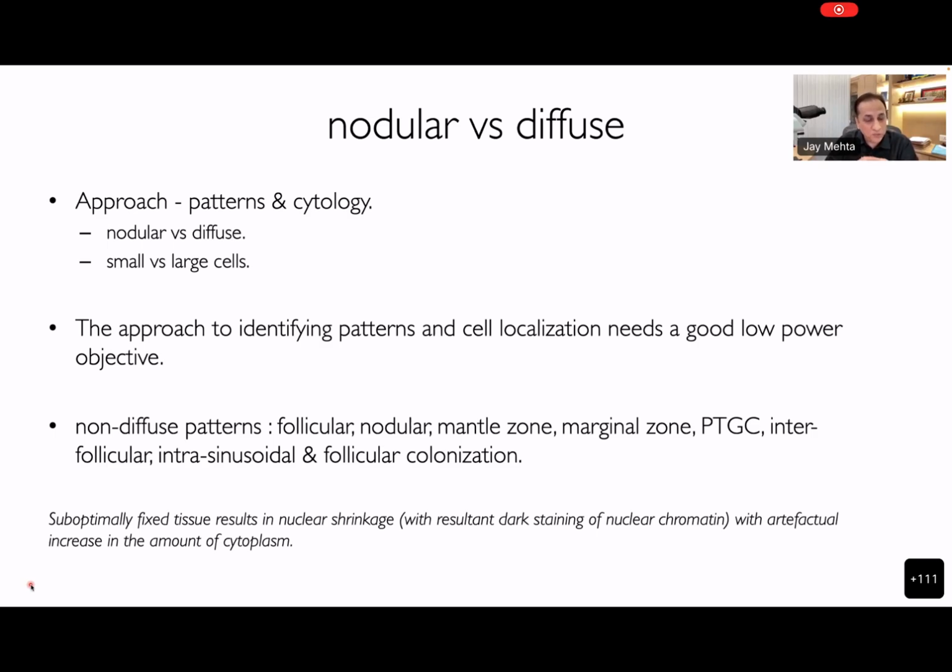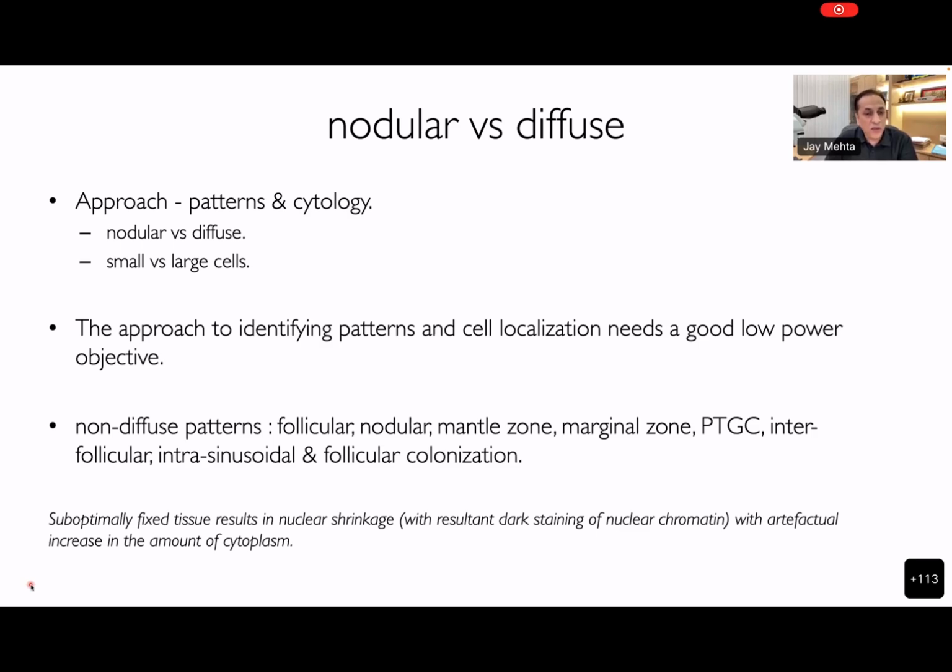The non-diffuse patterns include follicular. You can get nodular, as I just said. You can get a mantle zone pattern, which means that it's surrounding the mantles. You can get a perifollicular or a marginal zone growth pattern. You can get PTGCs, which is progressive transformation of germinal centers. There can be interfollicular nodular proliferations, intrasinusoidal proliferations, and there can be a concept of follicular colonization. So there are various patterns. We'll probably try to focus mainly on the nodular and the follicular for the day.